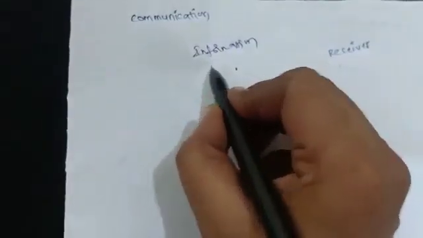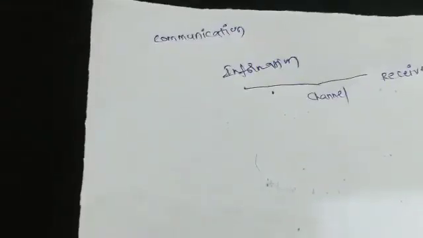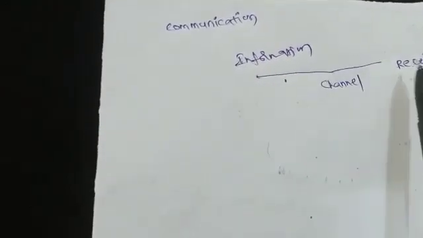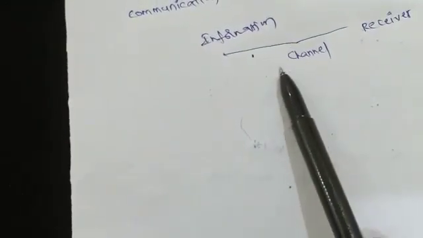Come to communication. Optical fibers are used mainly in communication. So what is meant by communication? Communication means we are sending information from one place to another place. At the other place there is a receiver. So we are sending information from one place to another place via a channel, using a proper channel.